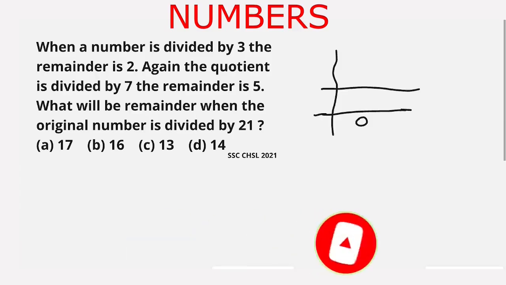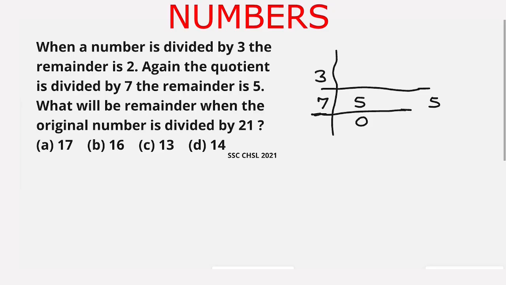Our last remainder was 5 and our divisor was 7 and the last quotient is 0. So when 5 is divided by 7, it divides it for 0 times and the remainder is 5.